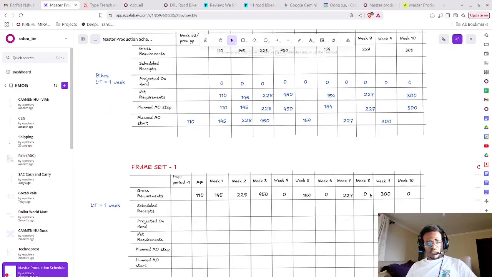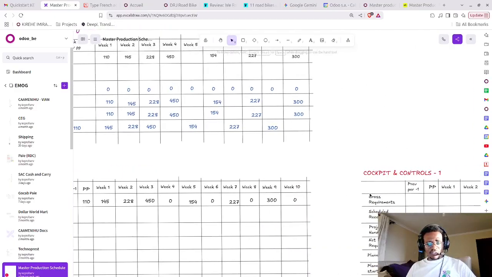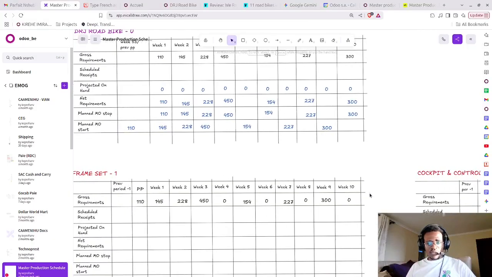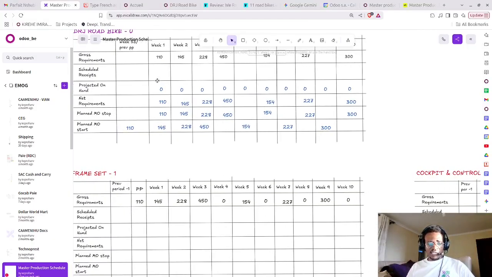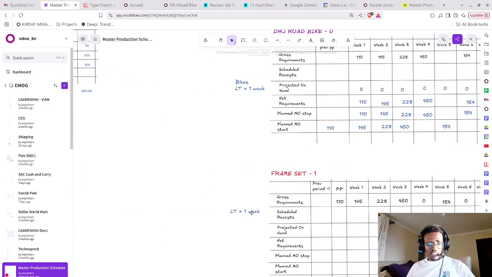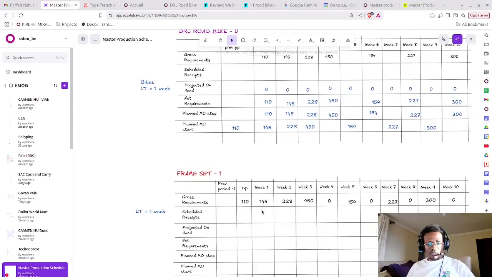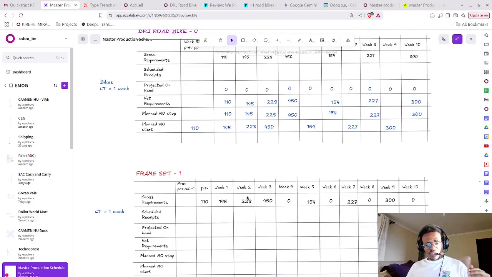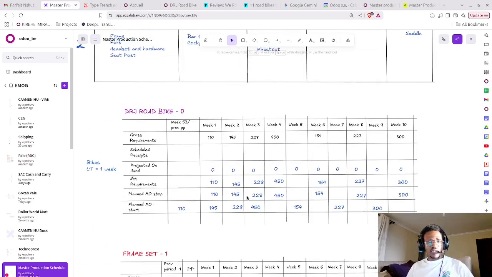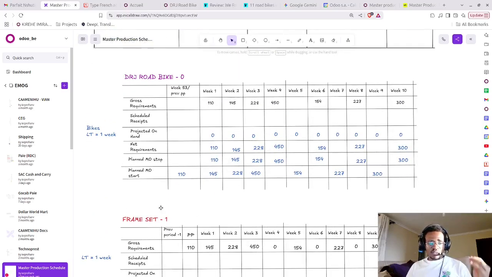It will be the same case for the cockpit and controls. So allow me to pause here so that I can just take the same numbers. Remember, we have a lead time of 1 week. We are doing that for everything. So basically the planned MOs will be equal to the gross requirements for our level 1 MPS. So I'm just going to take this time to fill in the gross requirements, as you watch and enjoy.